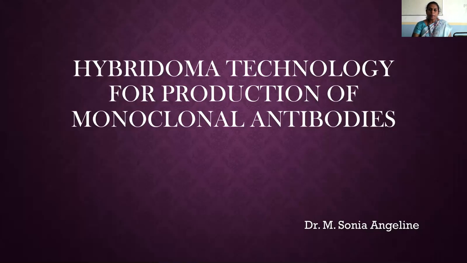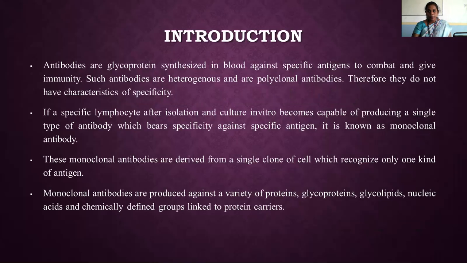This lecture is about hybridoma technology for the production of monoclonal antibodies. To introduce the topic, antibodies are glycoproteins synthesized in the blood against a specific antigen to combat and give immunity. Such antibodies are heterogeneous and are polyclonal antibodies. Therefore, they do not have a specific character.